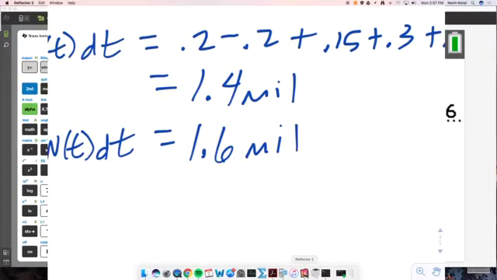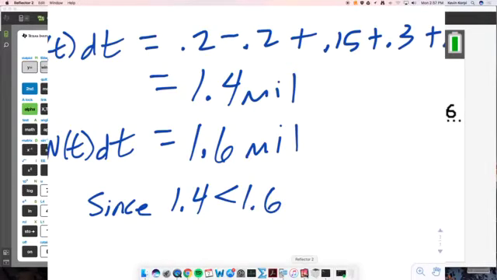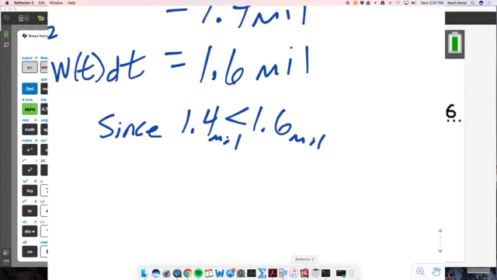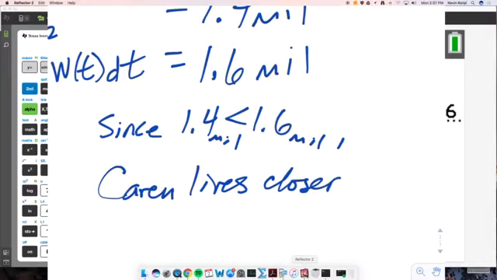Yeah, 1.4 is smaller. So since 1.4 is less than 1.6, you don't need miles on those because now you're comparing two numbers. But if you want to, the free response is one of those times where when in doubt, do not leave it out. When in doubt, put it there. Okay, since 1.4 is less than 1.6, comma, Karen with a C lives closer.